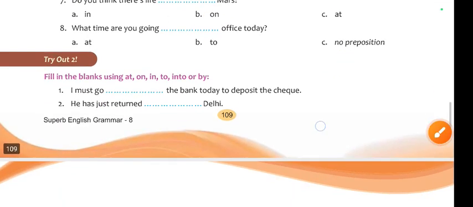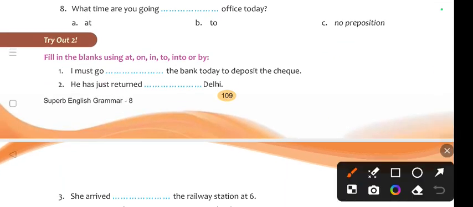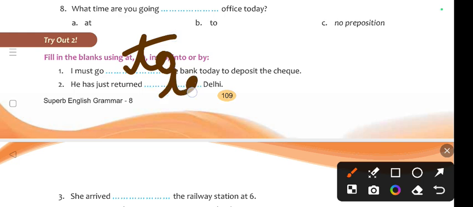Now try to fill in the blanks using at, in, on, to, into or by. I must go to the bank today. Okay. He just returned to Delhi, or he just returned from Delhi, but the from option is not given, so we will use here he just returned to Delhi. Okay.